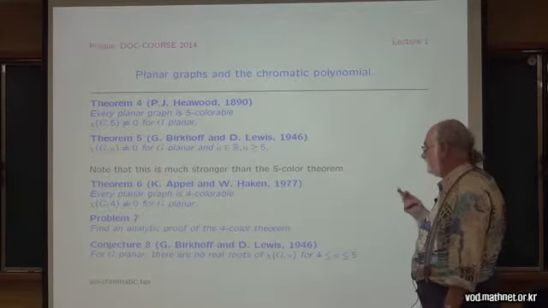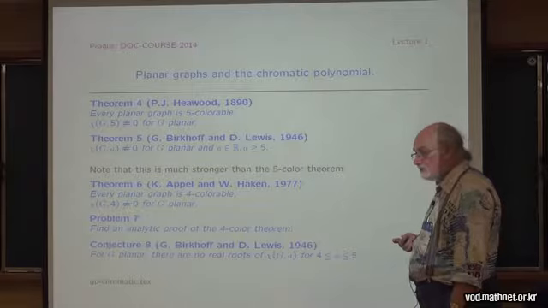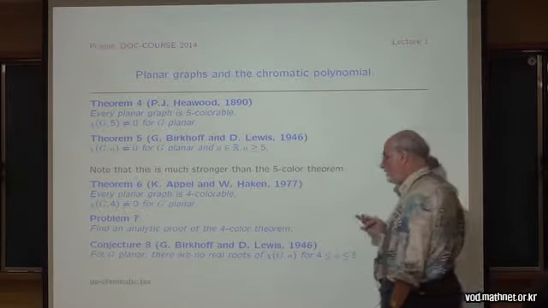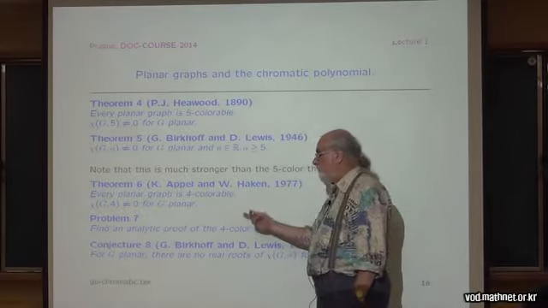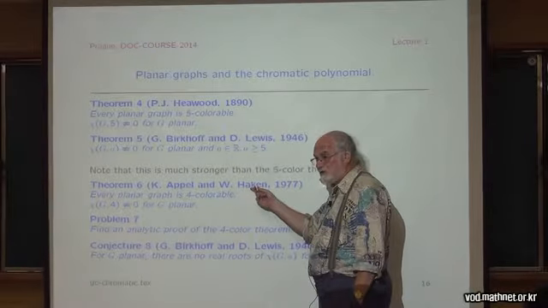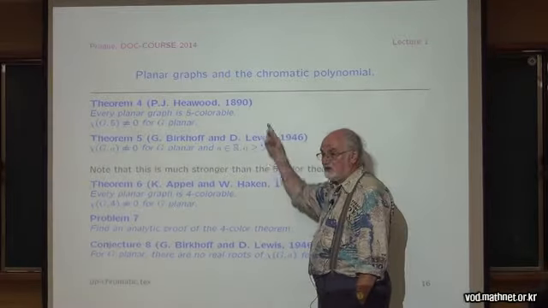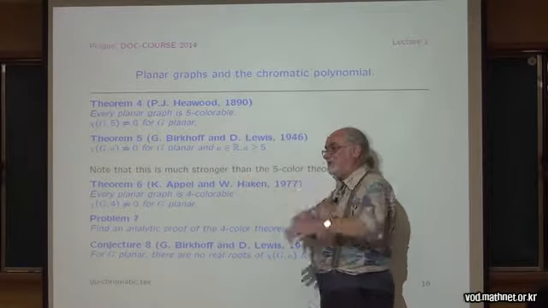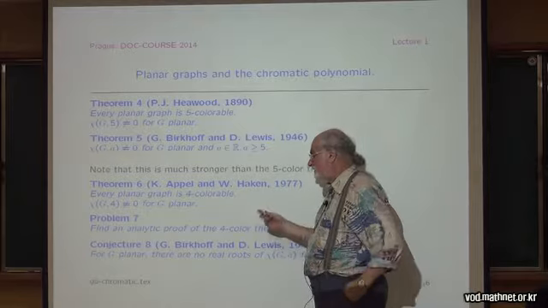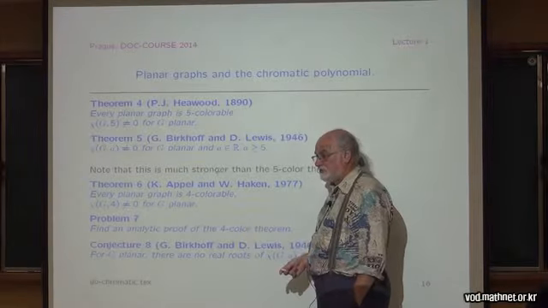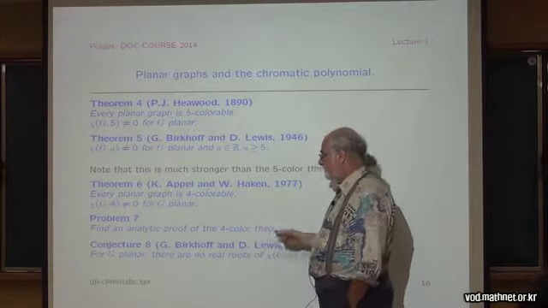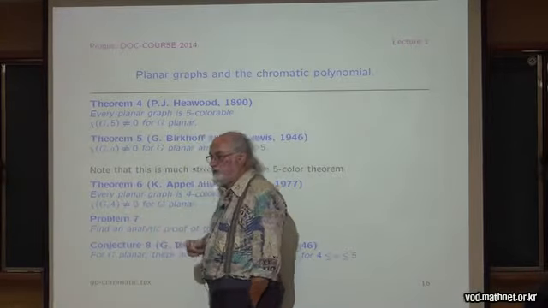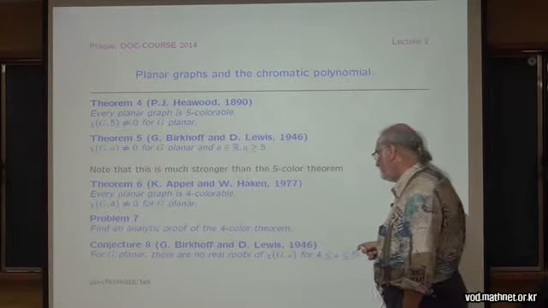And the question which really bothered Birkhoff already, or later other people, is can you find a proof of the 4-color conjecture which uses the algebraic framework, I mean, not just as a corollary to some big theorem, but can you find an analytic proof of the 4-color conjecture by just showing that if a graph is planar, then 4 cannot be a zero of the chromatic polynomial.